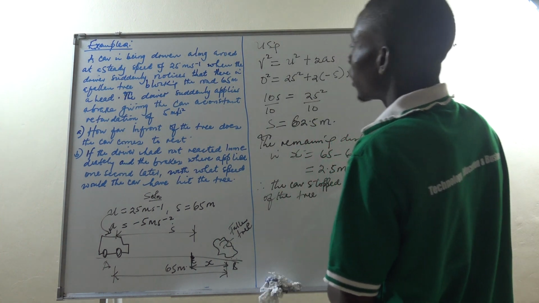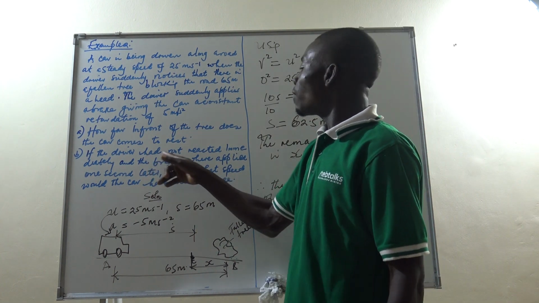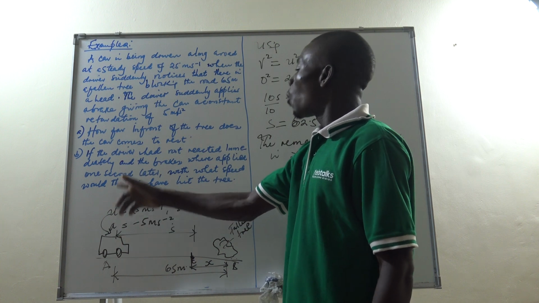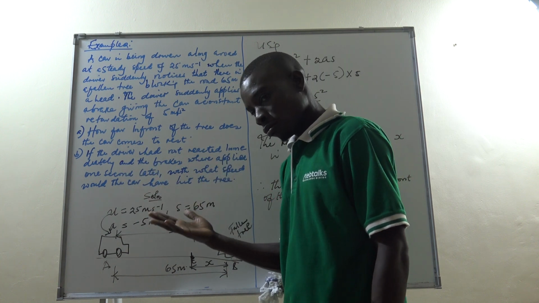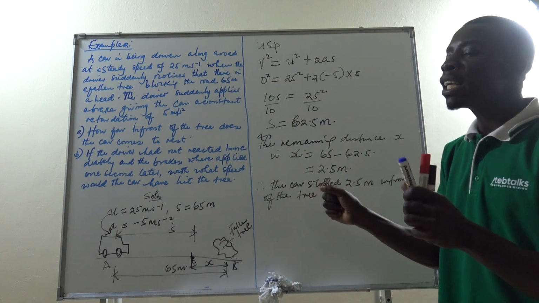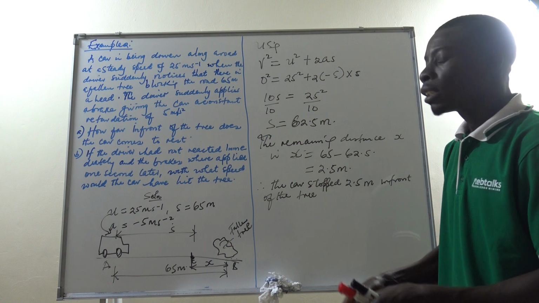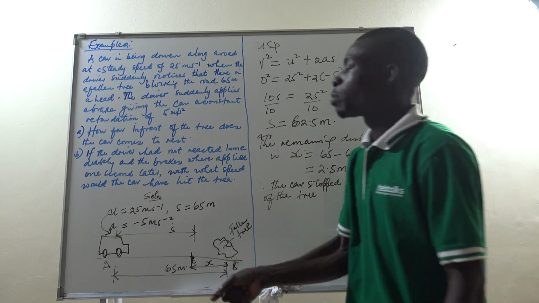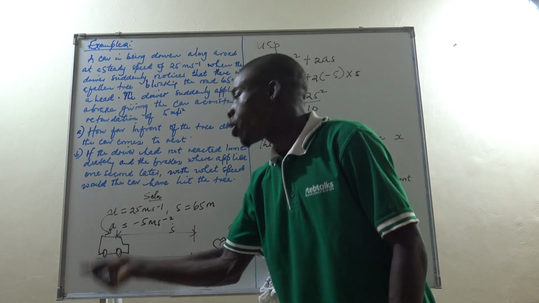And then let's look at what we can now do with the second part. If the driver had not reacted immediately and the brakes were applied 1 second later, with what speed would the car have hit the tree? Supposing the driver delayed in applying the brake, with what speed do you think he would have hit the tree?